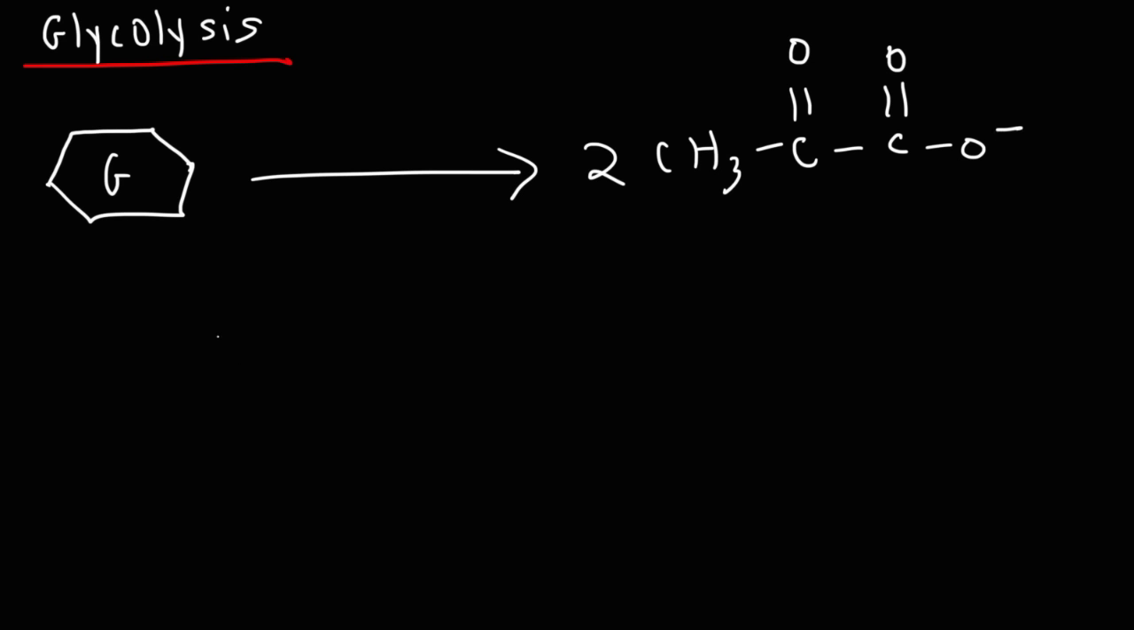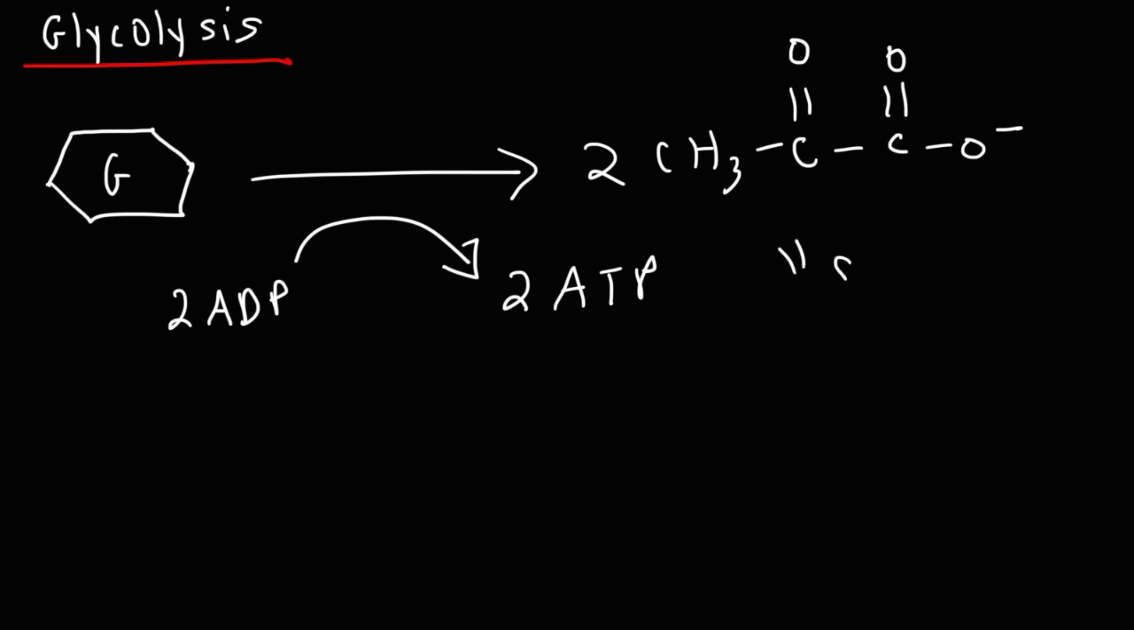Now, in this process, two molecules of adenosine diphosphate are converted to two molecules of ATP, adenosine triphosphate. This is known as substrate level phosphorylation. Anytime you add a phosphate group to something, it's known as phosphorylation. In this video, there are two types of phosphorylation events that you need to be familiar with: substrate level phosphorylation and oxidative phosphorylation. So this is an example of substrate level phosphorylation. Oxidative phosphorylation occurs at the beginning of the electron transport chain, which we'll talk about later in this video.